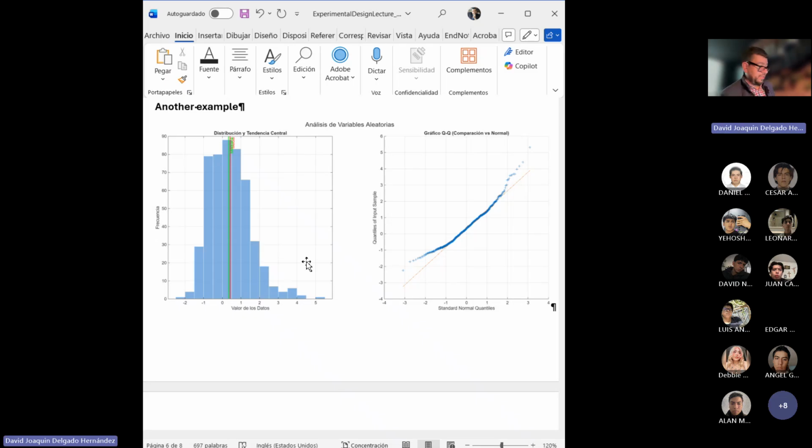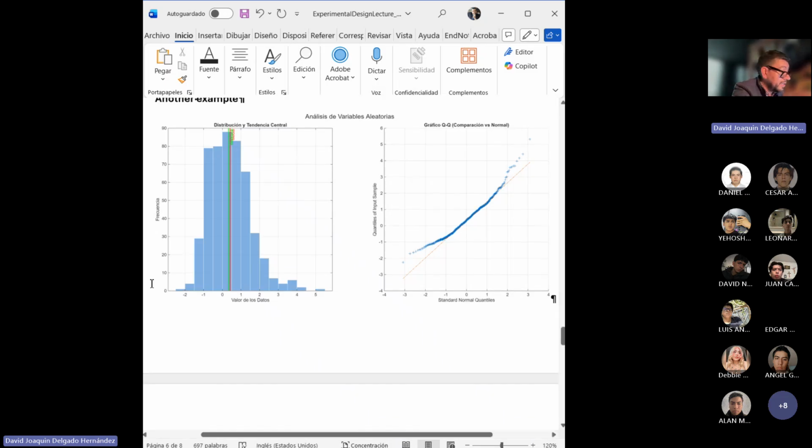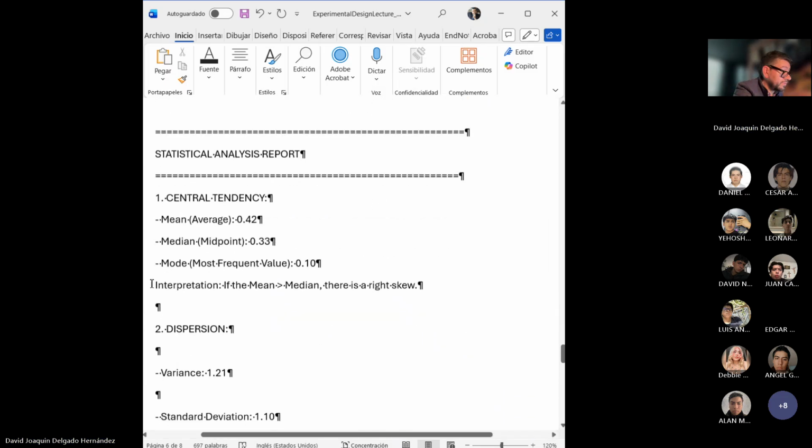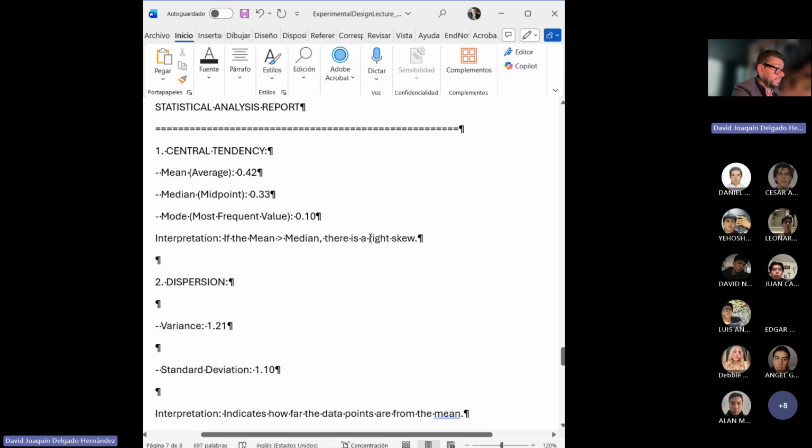The opposite, if this part was very flat, that would mean that you had, in this case, a left skew, okay? In this case it is right, okay? Right skew here.